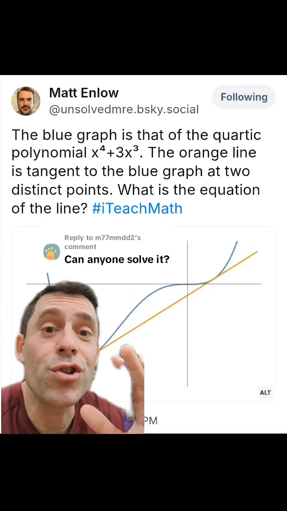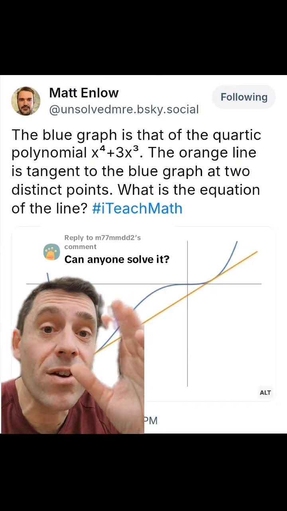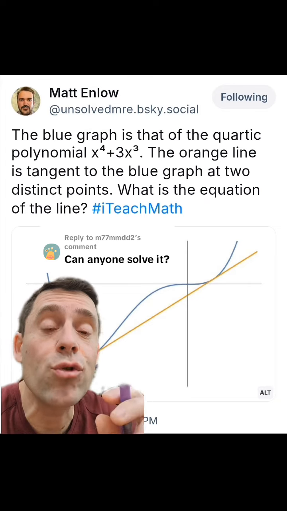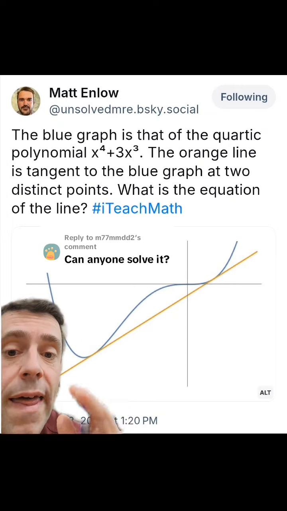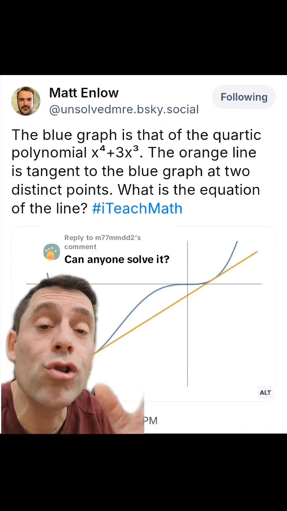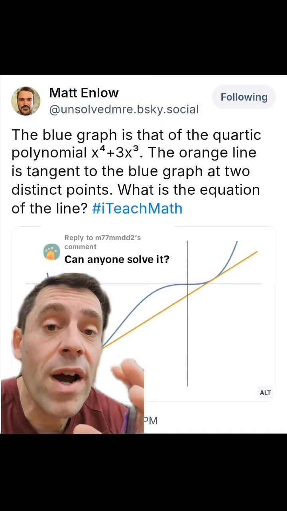Yes, let's give a solution to this really cool problem. Again, here's the problem. There is here in blue a graph, x to the 4 plus 3x cubed, and there is some line to be found that is tangent at two different points. So let's find that line.